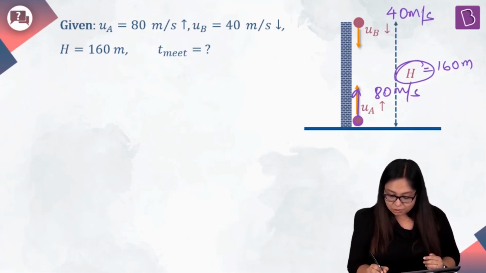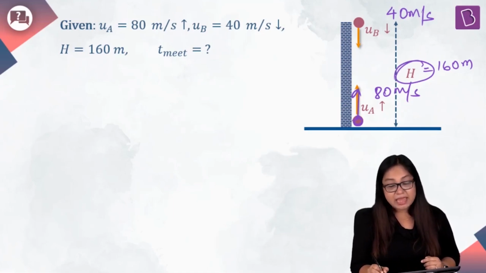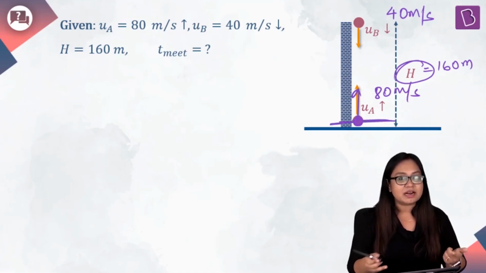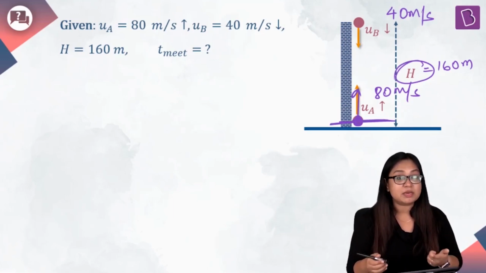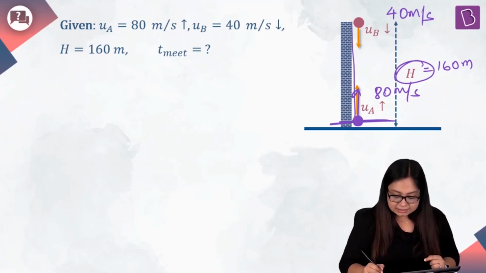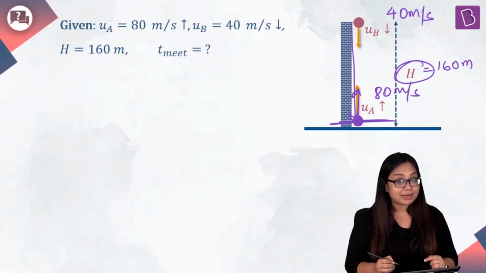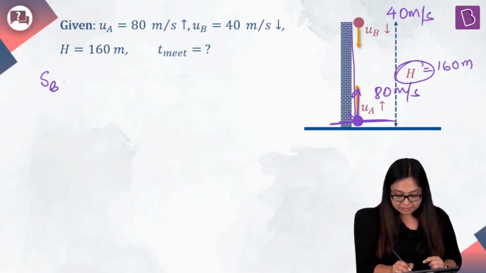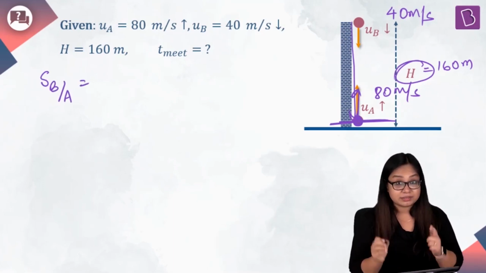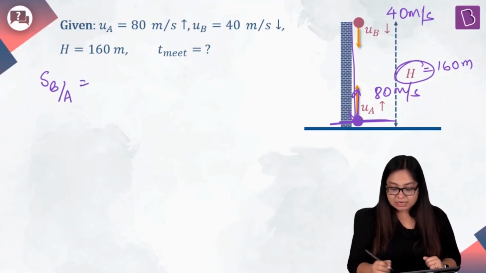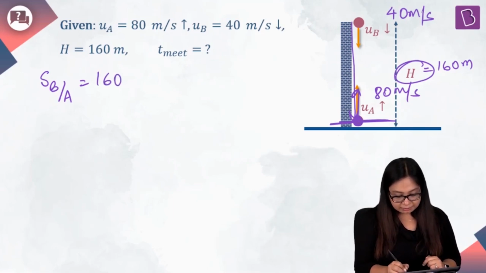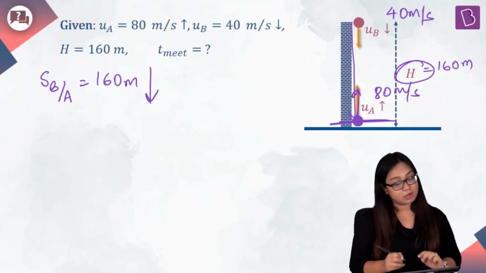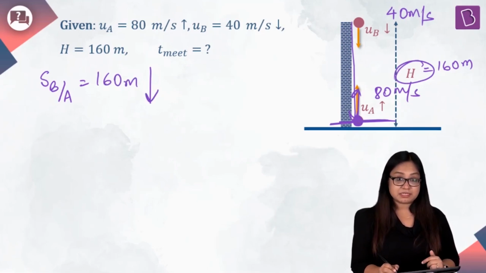So what is happening? If A remains here at this point, then how is motion of B relative to A? When will B collide with A? When B has reached position of A, right? So I can say displacement S of B relative to A that we want is equal to how much? Total height of the tower, which is 160 meter vertically downwards. This is the relative displacement.